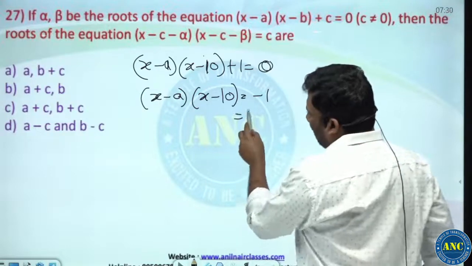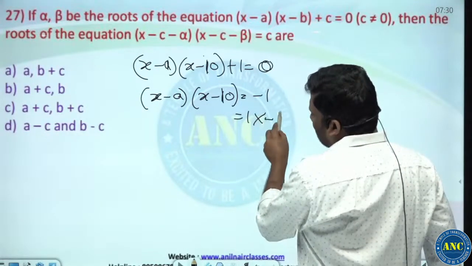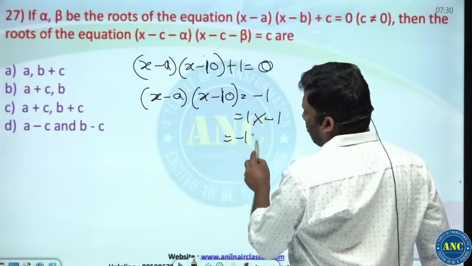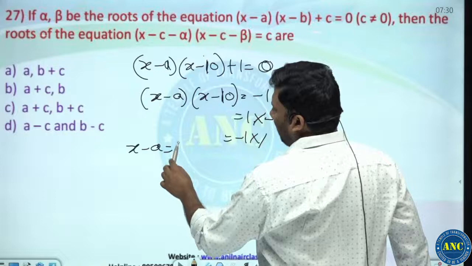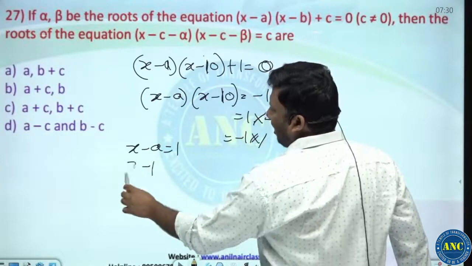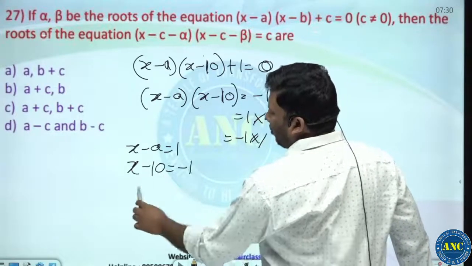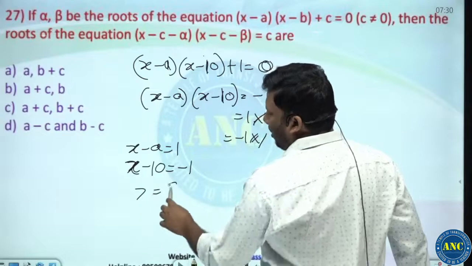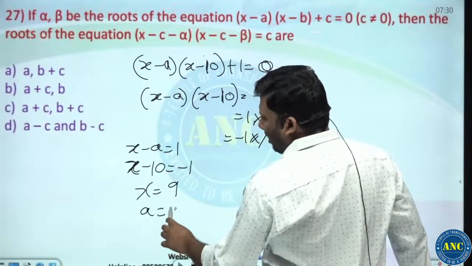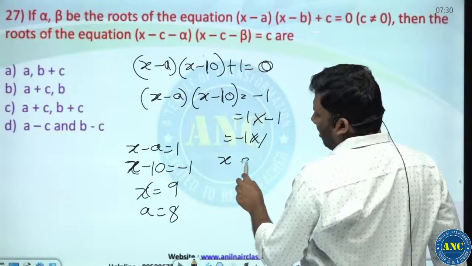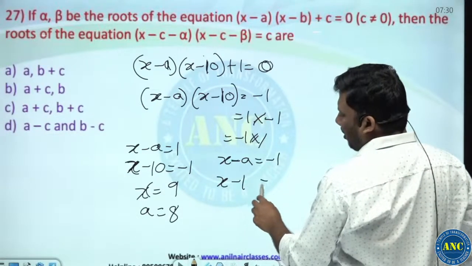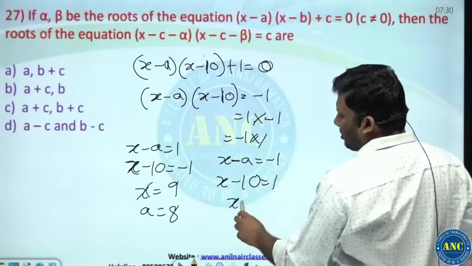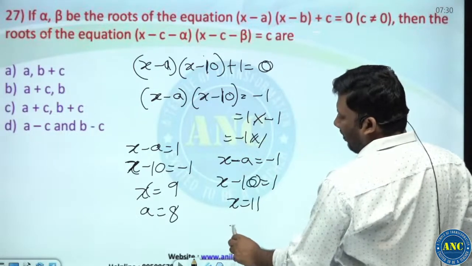Same model here. 1 into minus 1 or minus 1 into 1. X minus a is 1 and x minus 10 is minus 1. So x will become 9, a will become 8. Next case, x minus a is minus 1 and x minus 10 is 1. So x value 11 and a value 12.